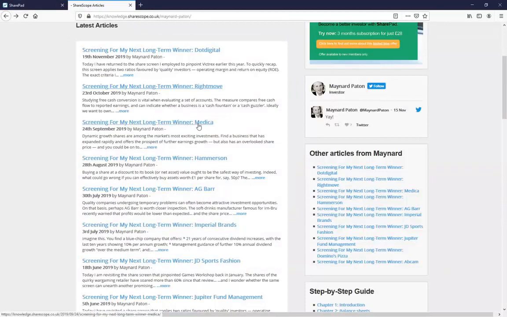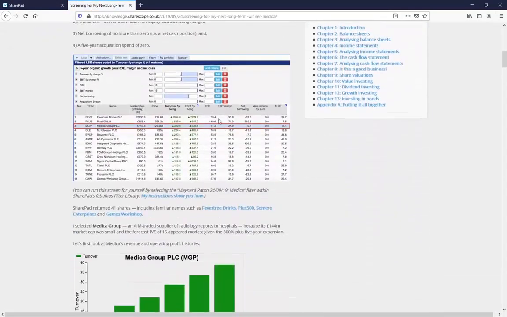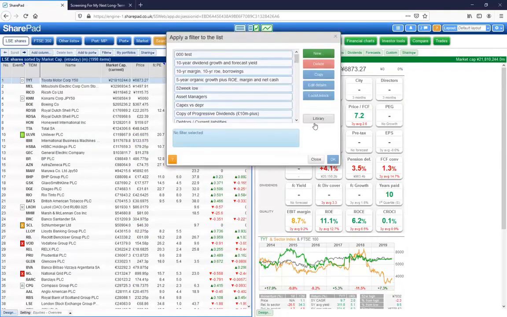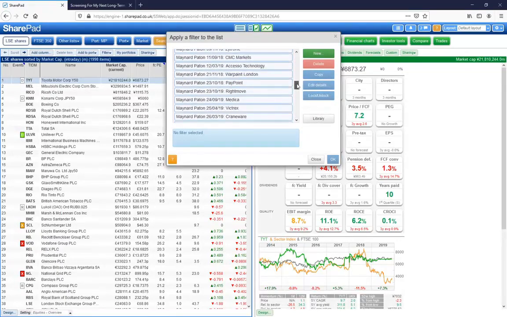So this filter I used to highlight Medica this year, and here it is. So we're going to go back to SharePad, and we're going to put a filter, apply. Again, you can install this filter from the SharePad's library, and this was Medica.